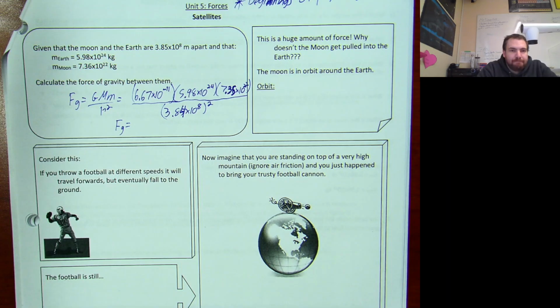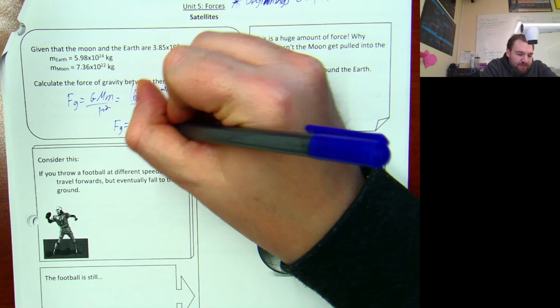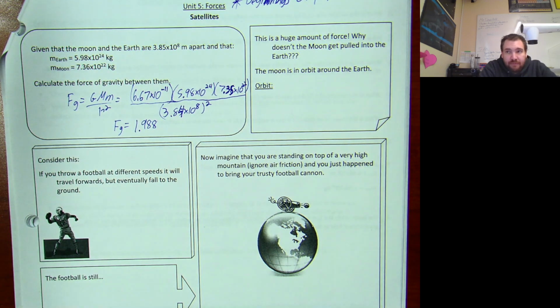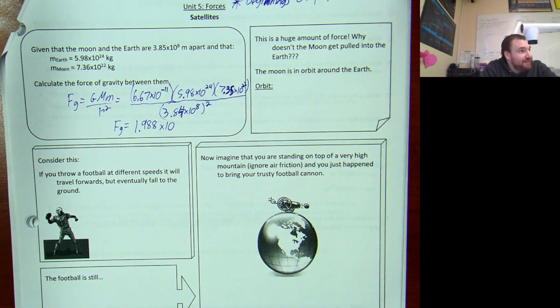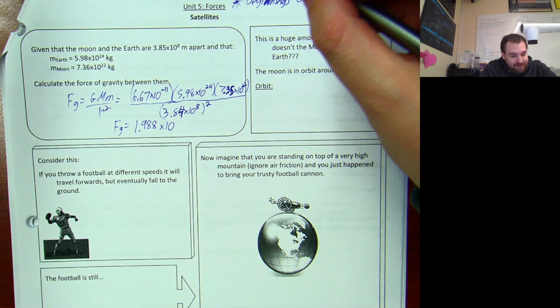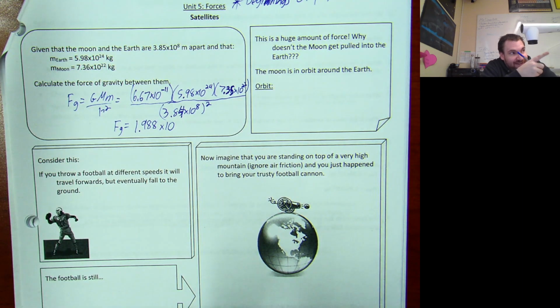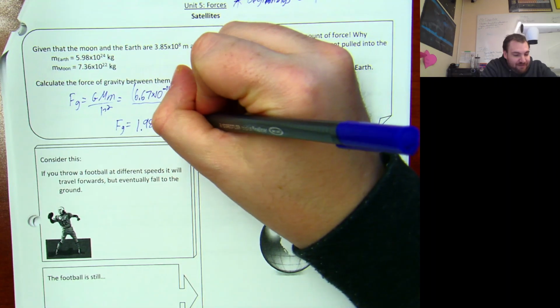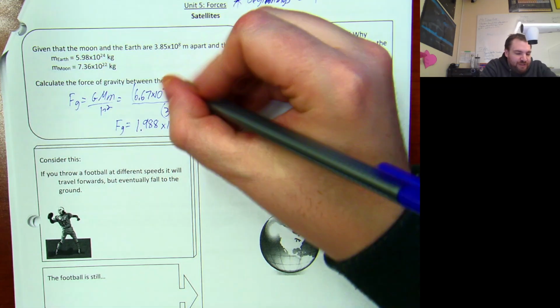What's Fg? 1.988. There it is. Times 10 to the what? 20 or 28? I got 20. No, double check. I got 20. Okay. So now we've established that there was a mistake in there. 1.988 times 10 to the 20 newtons.